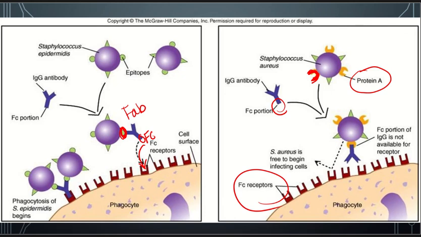And another thing is because it's binding the Fc portion of the IgG molecule, it's also preventing the activation of complement. And so you're not going to have C3b produced, and you're not going to have that opsonization and phagocytosis. It's just a really, really smart way to get around that. So this is one of the primary virulence factors of Staph aureus.